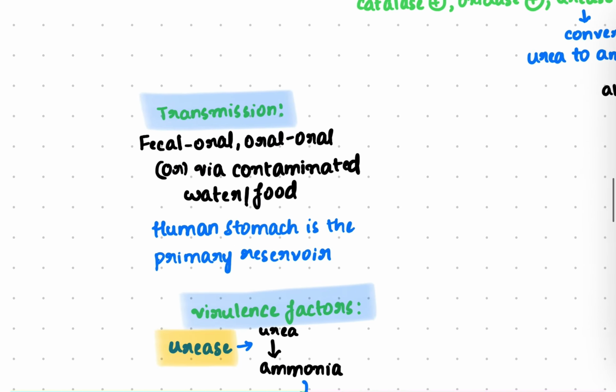Coming to the transmission, Helicobacter pylori is transmitted by the fecal-oral route, oral-oral route, or via contaminated water or food. The human stomach is the primary reservoir.